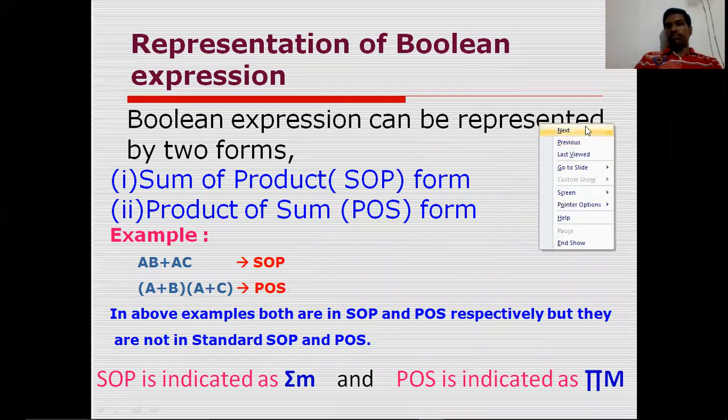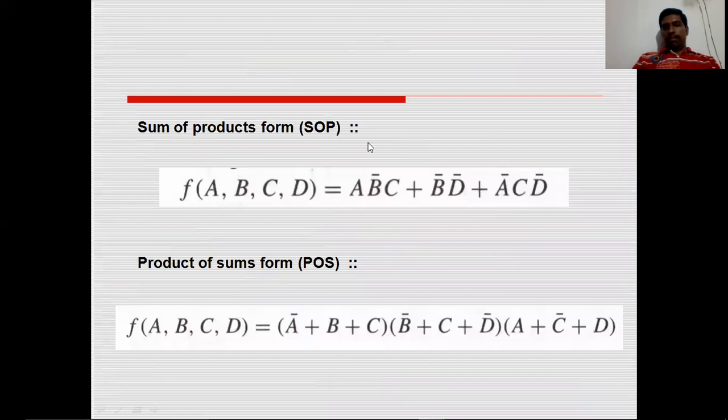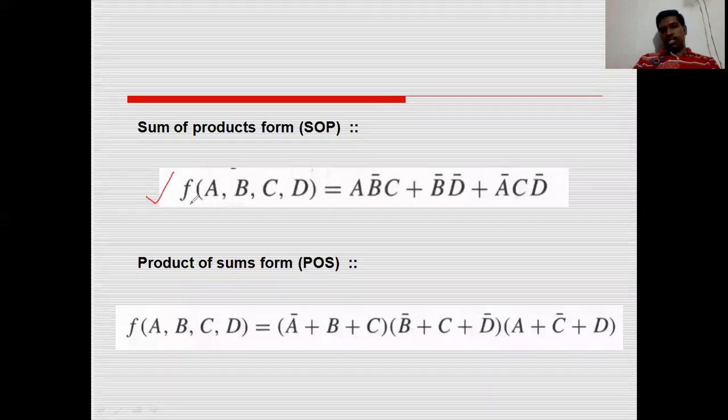See, we have two examples here. When you observe the first example, f of a b c d, what is this? F is a function which is entirely dependent on the four literals a b c d. If you write literals like this, a b c d, it means that f is entirely dependent on a as well as b as well as c as well as d.